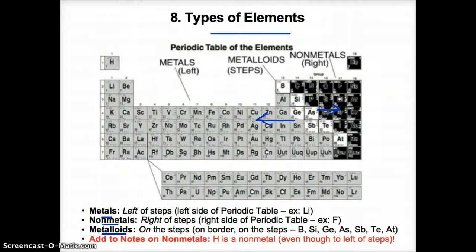One exception I do want you to know is that even though H is to the left of the metalloids on the steps, H is actually a nonmetal. So note that exception: hydrogen is a nonmetal even though it's to the left of the metalloids on the steps, all right? So there's your one exception, but that's really it.